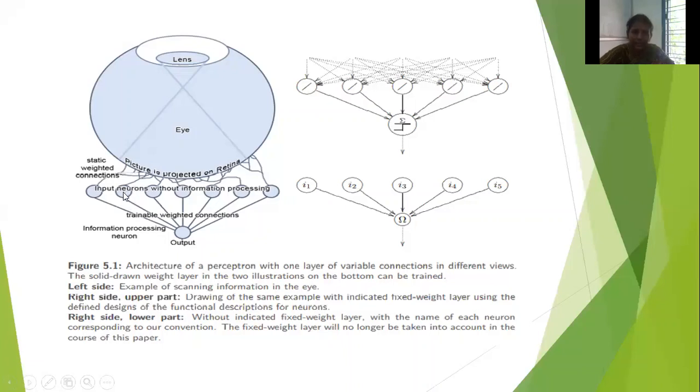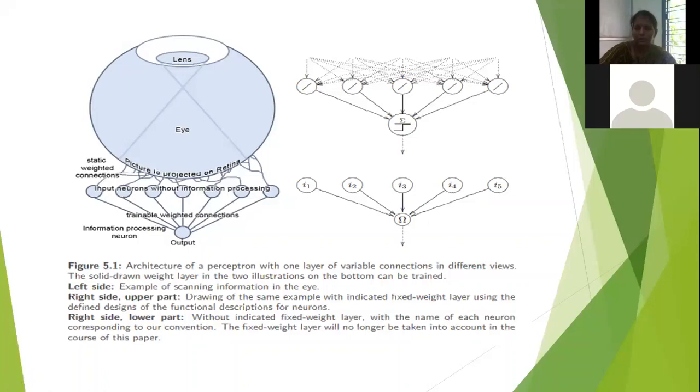Static weight corrections for the input neurons. So these input neurons will be processing your information with the trained weight corrections. Then the information is processed to a single output neuron. Best example for a single layer perceptron neural network.